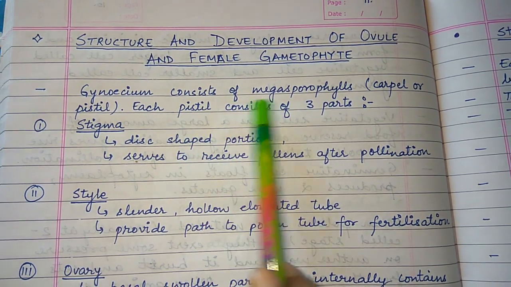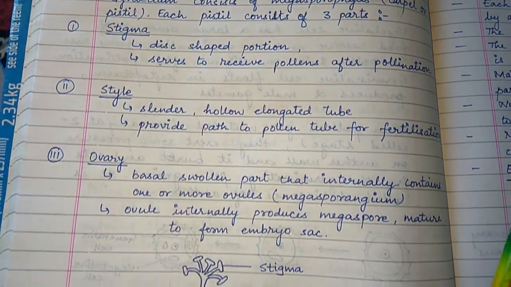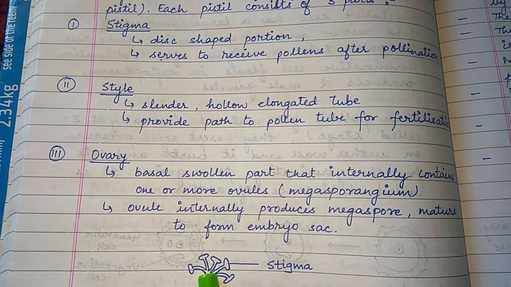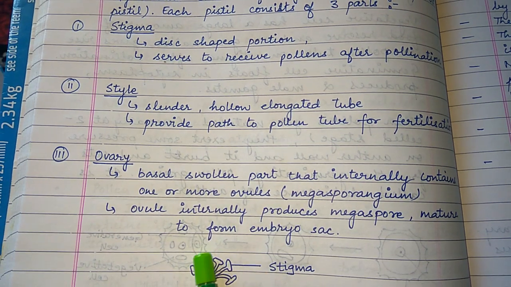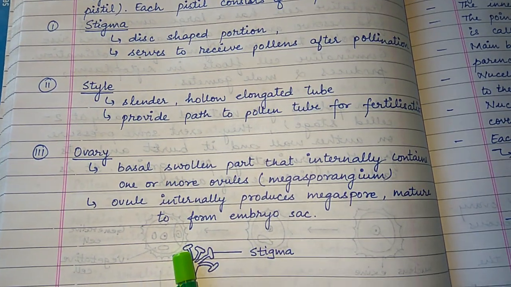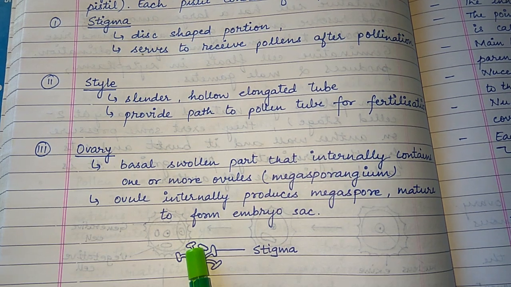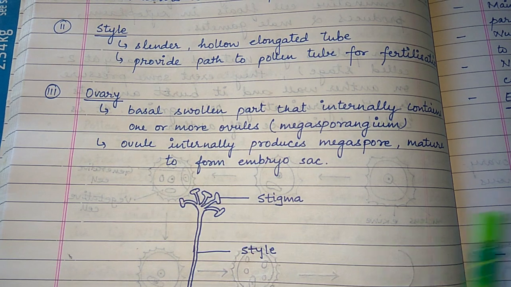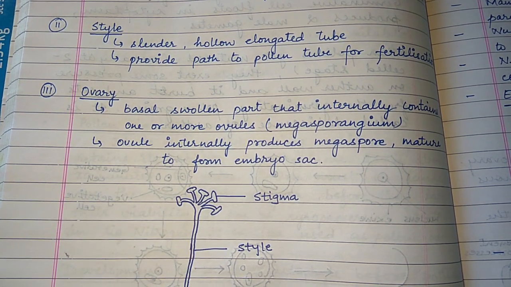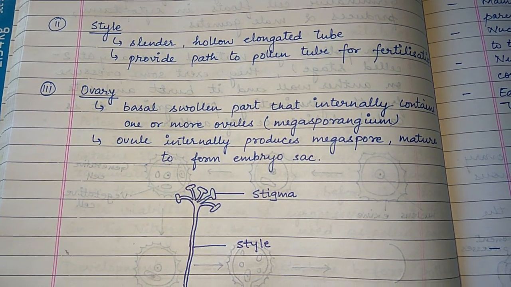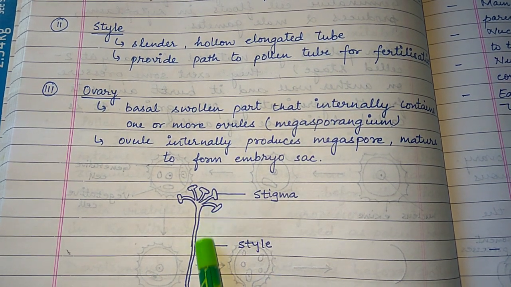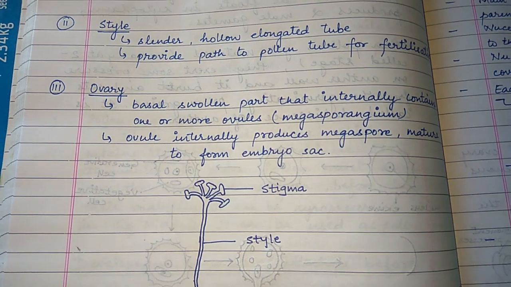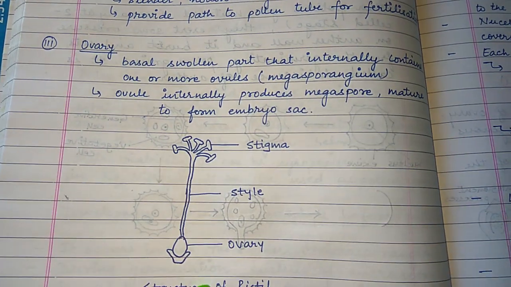Each pistil consists of three parts. First is stigma. Stigma is dish shaped or a platform-like structure which serves to receive pollens after pollination. Next one is style. This style is a slender, hollow, elongated tubule which provides the path for the pollen for fertilization. And the last one is ovary.